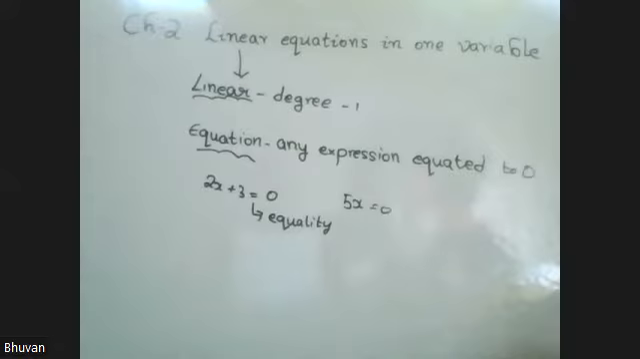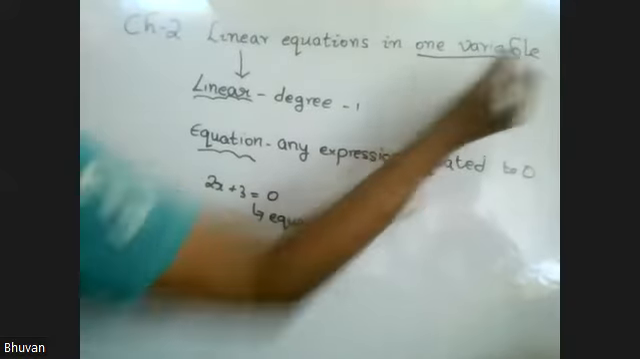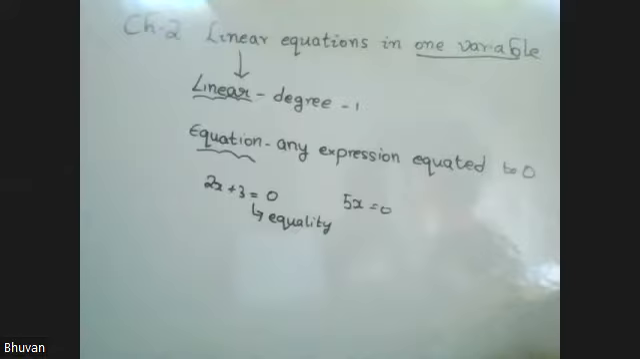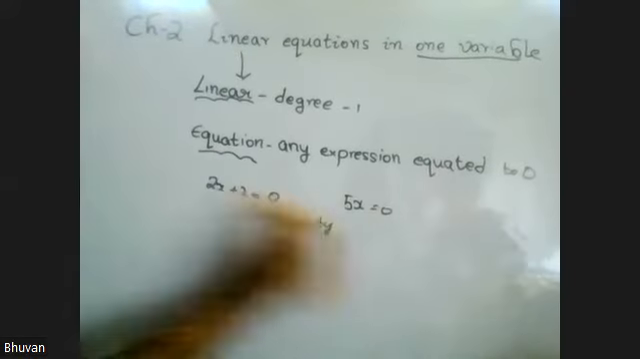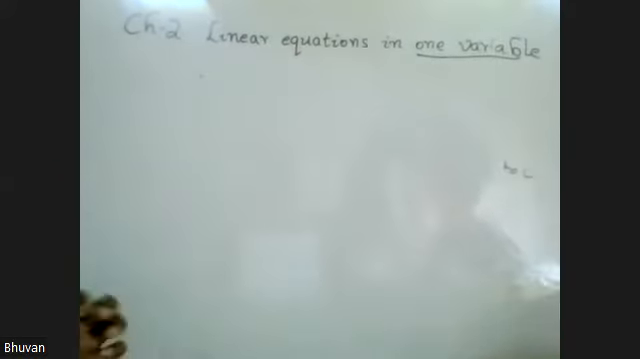One variable means either x or y. Only one variable we will use, not multi-variables. We will learn how to use multi-variables in our further classes. So next, this is what is called an equation. So linear equations have one variable.